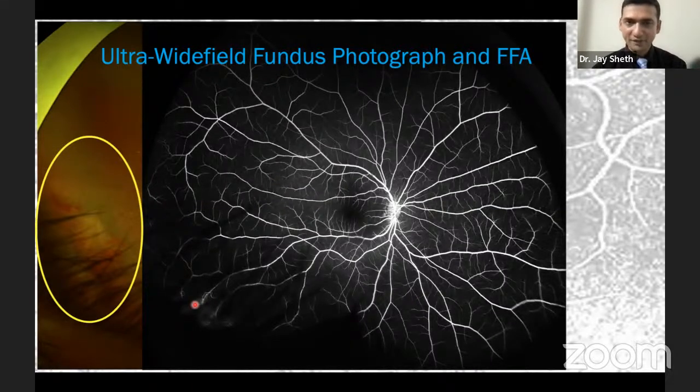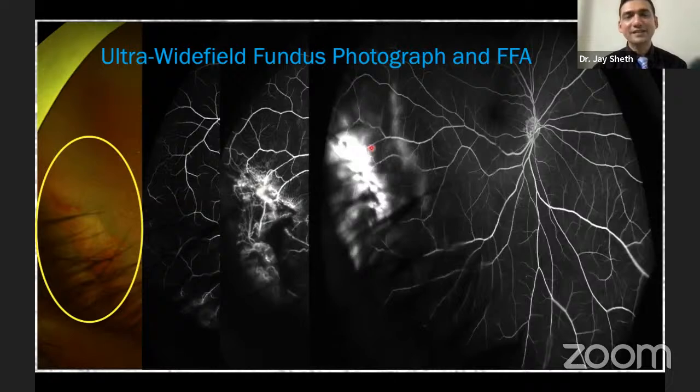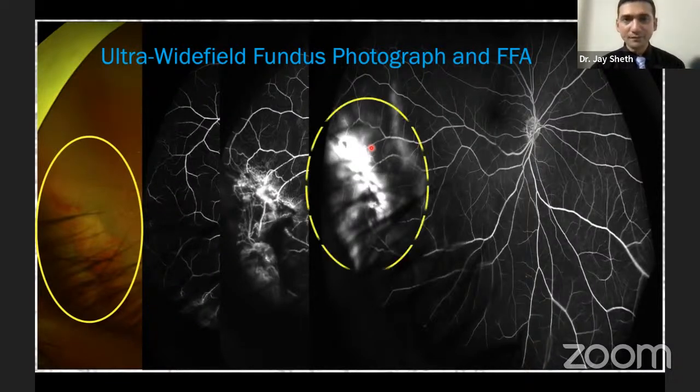When we do a mid phase, there is an increase in the amount of hyperfluorescence. And in the late phases, there is an increase in the size and increase in the intensity. So that means there is leakage happening from this lesion. So this is nothing but a classic case of vasoproliferative tumor of the retina that is usually seen in the far periphery.